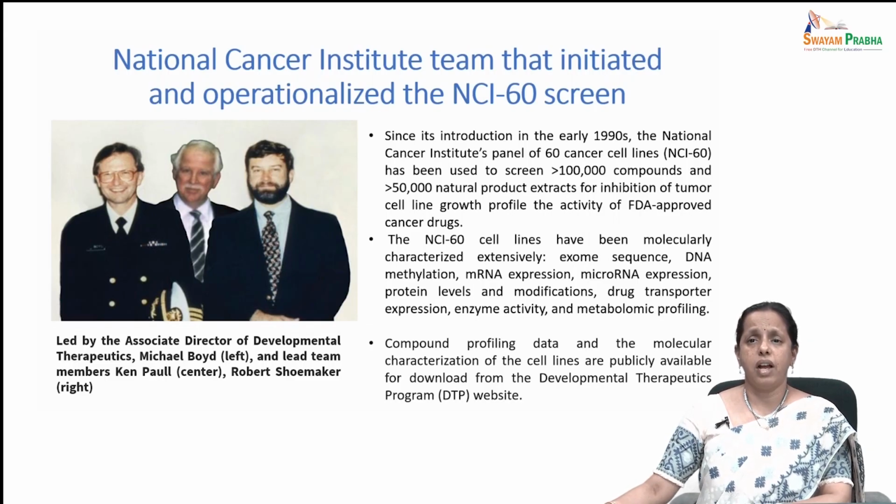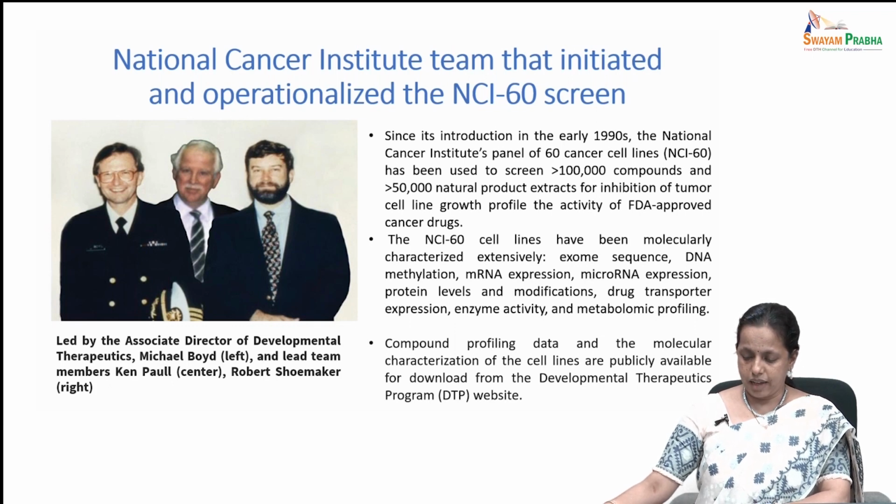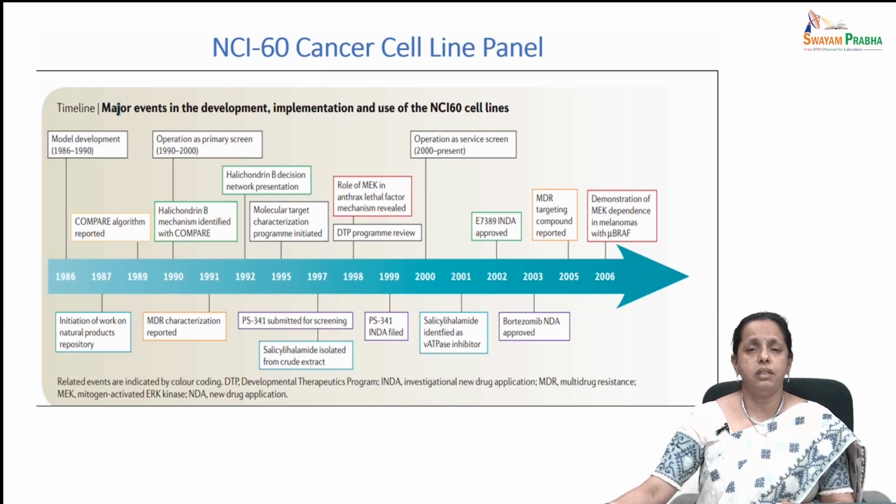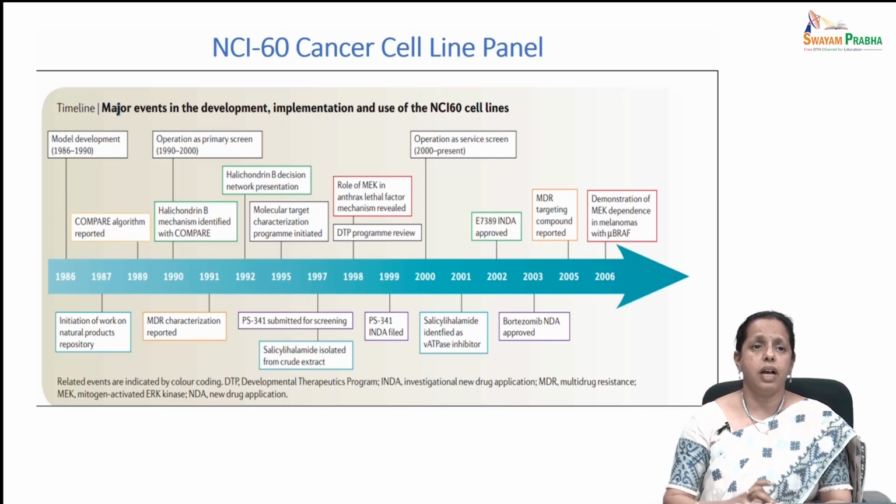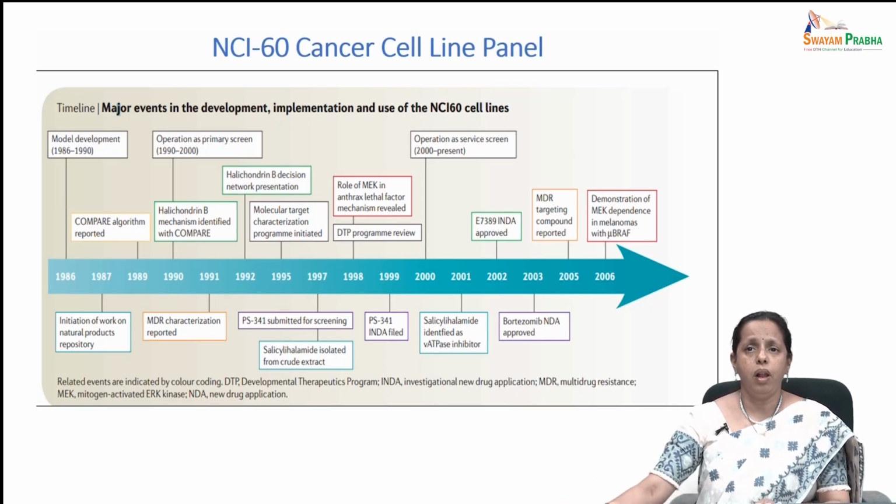This utilizes 60 different human tumor cell lines, which represent leukemia, melanoma, lung, colon, brain, breast and kidney cancers. This screen is unique in the complexity of its 60 cell lines. This diagram represents the major development, implementation and use of the NCI-60 cell lines. The work proceeded through three phases: model development, operation as a primary drug screen, and operation as a key utility of the cell line screens. And this work, as I mentioned before, was initiated by Paul and his team.